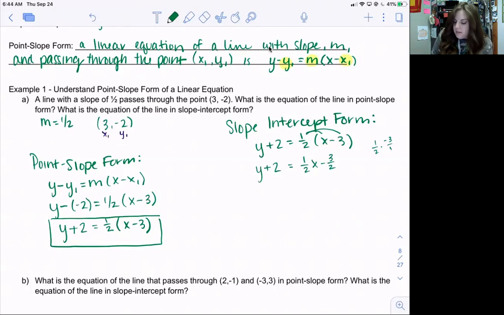Okay, so now to get y by itself, we're going to subtract 2. So we have y equals 1/2 x, okay, and then -3/2 minus 2. If we rewrite that 2 over 1, we want to get a common denominator, multiply both by 2, so this becomes 4 over 2, and -3 minus 4 gives us a -7 over 2.